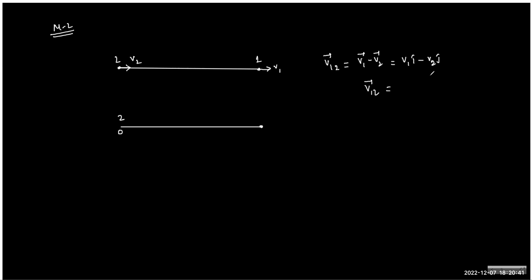But we know that v2 is bigger, right? What I have written is i only. And we know that v2 is bigger than v1. So we should write minus, which means the value is v2 minus v1 and the direction is negative, minus i cap. So 2 will see that 1 is coming towards itself at what speed?